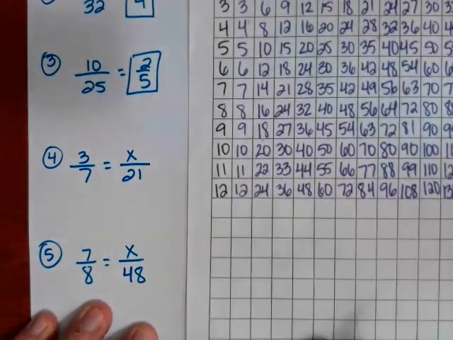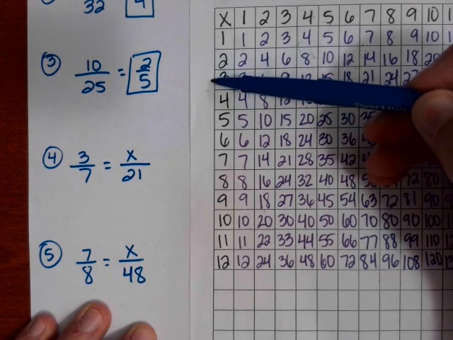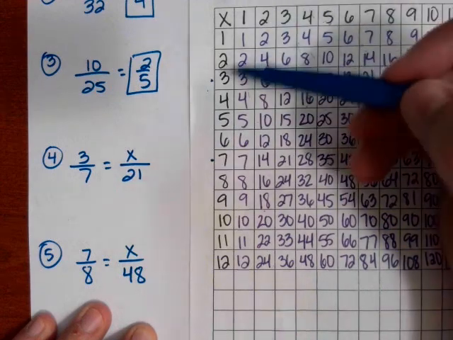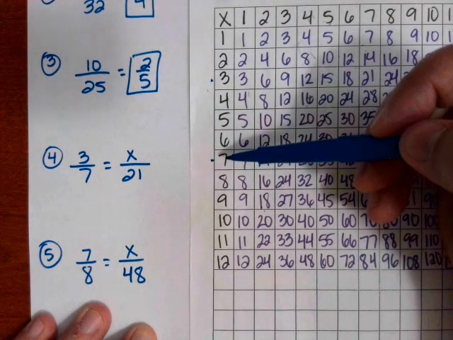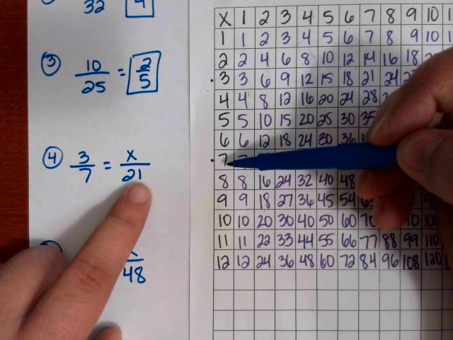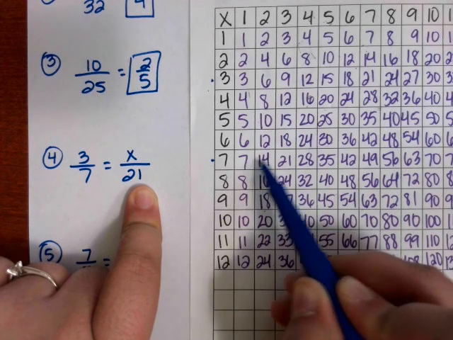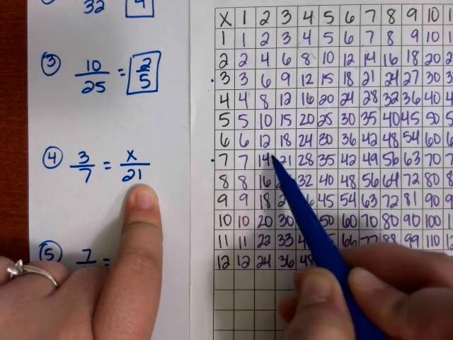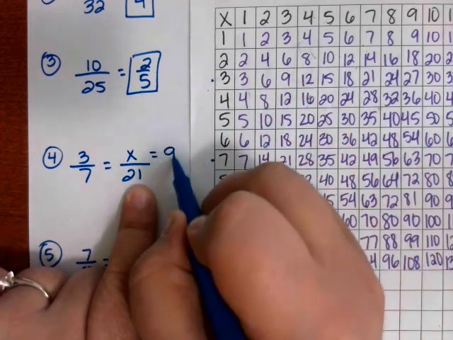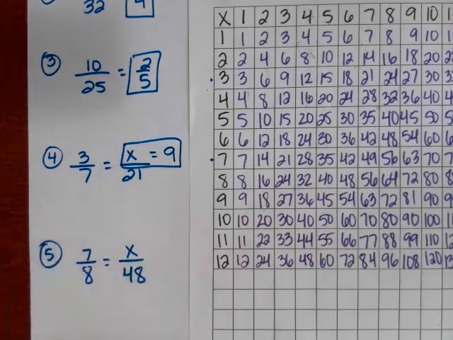So what I'm going to do is I'm going to find 3 over 7 over here on the left side of my chart. So 3 and 7 are here, and put a little dot so it's a little bit easier to look at right now. 3 over 7 is right here. And all we're going to do is we're going to go over until we get the 7 to become a 21. So the 7, if we move it 3 times, it becomes a 21. 1, 2, 3. So I'm going to move 3 times the 3. So 1, 2, 3, and we get 9. So x equals 9. 3/7 is equal to 9 over 21.